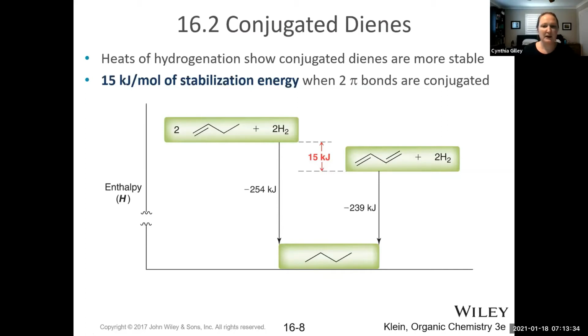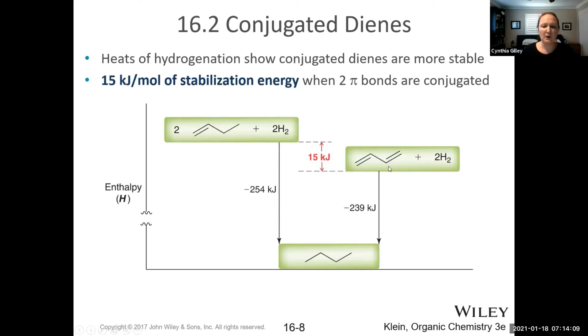Well, one study we can do to look at stability is a heat of combustion or a heat of hydrogenation study. In the case where we can reduce pi bonds, it makes sense to do a heat of hydrogenation study. Or we can look at the reduction of 2 moles of 1-butene with 2 moles of hydrogen gas and see how much energy that gives off when it's hydrogenated to butane. And that looks like about 254 kilojoules.